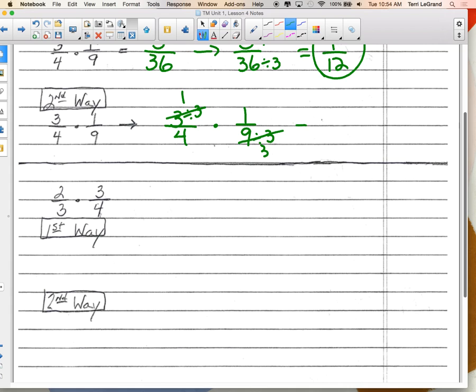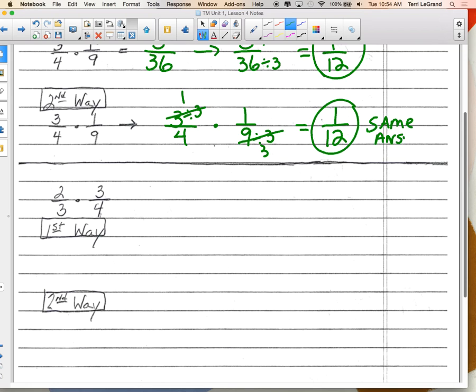And now we say, is there anything else you could divide out of upstairs that could be divided downstairs also? No? Okay, now we'll multiply across. 1 times 1 upstairs is 1. 4 times 3 down is 12. Why, looky there, we got the same answer.